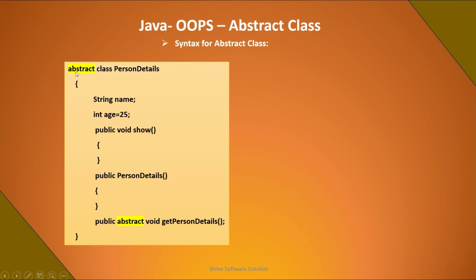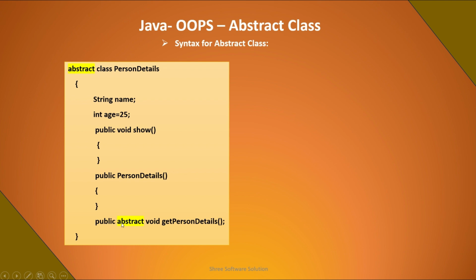Abstract class name, curly brackets opening and closing, you need to write it, and inside that you can declare the variable without value or with value. Anything we can declare here, and we can also write the function definition, and you can write a constructor. Class name and function name must be the same. Default constructor, parameter constructor, whatever constructor you need, you can write it. And we can also write the function declarations.